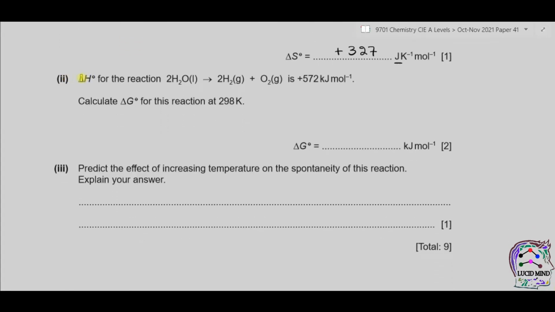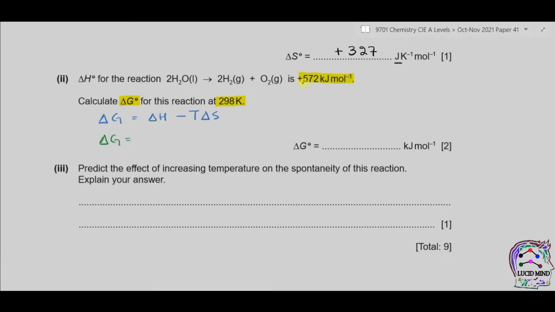Part 2, enthalpy change for the reaction is given. It is 572 kilojoules per mole. Calculate Gibbs free energy for this reaction at 298 Kelvin, which is the temperature. For Gibbs free energy, we know the formula. Delta G is equal to delta H, which is enthalpy change, minus temperature into delta S, which is entropy change. Now we can find the Gibbs free energy by putting the values.